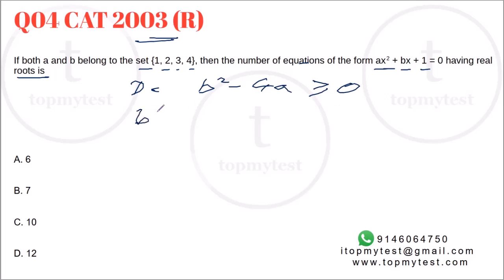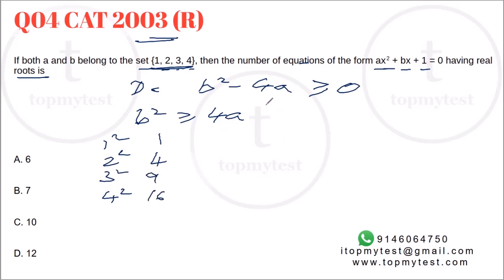In other words, b square has to be greater than or equal to 4a. Now, the constraint is that both a and b can take only these values: 1, 2, 3 and 4. So the value of b square will be 1 square, 2 square, 3 square, 4 square, which is 1, 4, 9 and 16. Now 4 times a, depending on 1, 2, 3 and 4, will be 4, 8, 12 and 16.